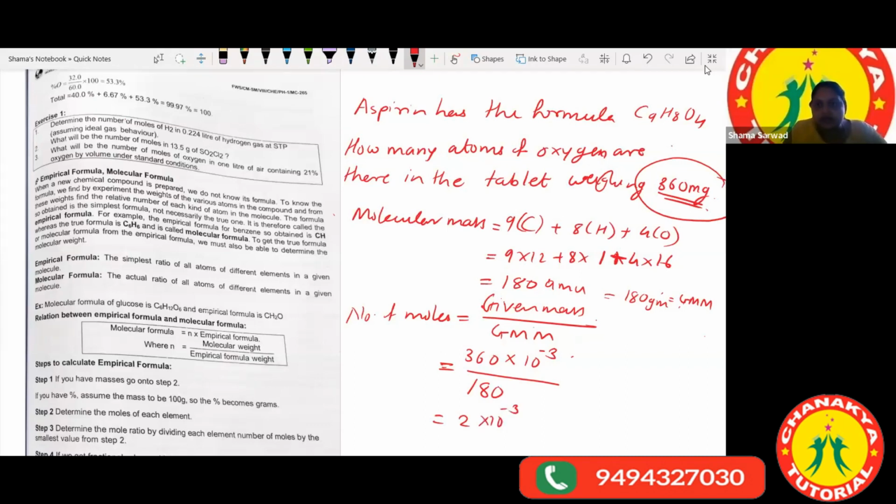This is a number of moles. You have a molecule C9H8O4. They have given a 360 mass. Number of moles are given. In one molecule of this compound, how many oxygen atoms are there?